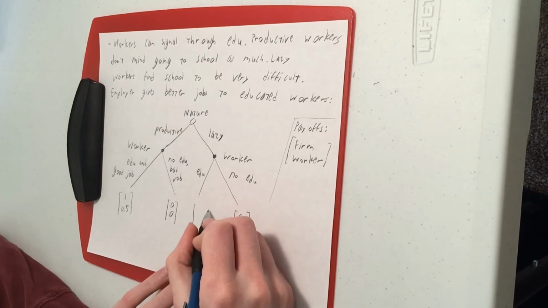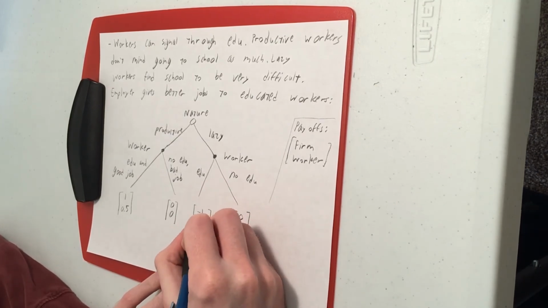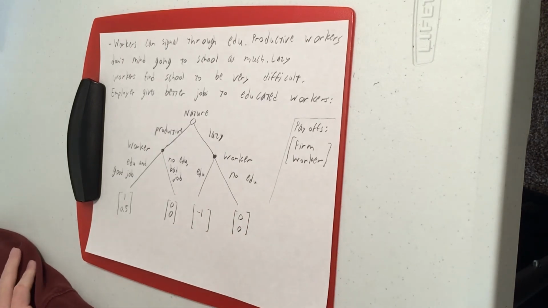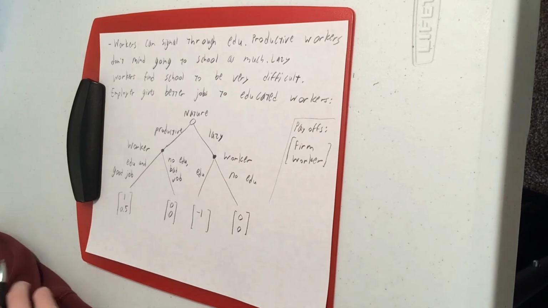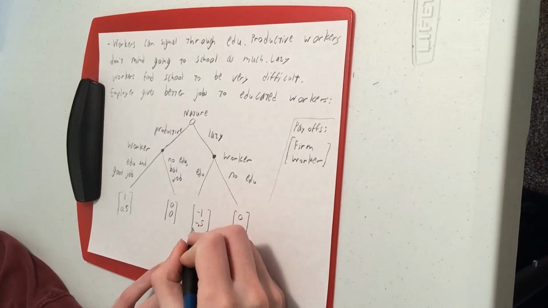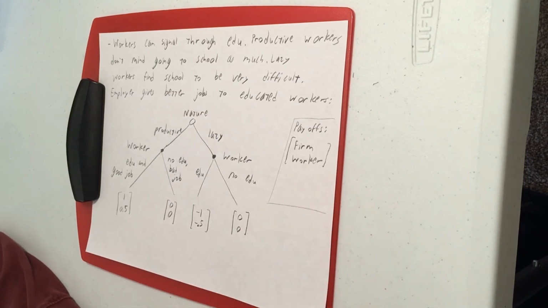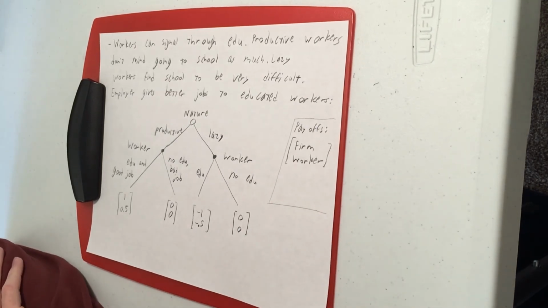If they do get education, the employer still ends up regretting hiring someone who's lazy, so they get a -1 payoff. However, like we said earlier, the lazy worker finds it really, really difficult to go to school. It's very, very tough for them, so much so that going to the effort is actually not even worth it for them. They get a payoff of -0.5 because going to school is just so hard for them, and even though they got a good job at the end, it's just not worth all the effort in their view.